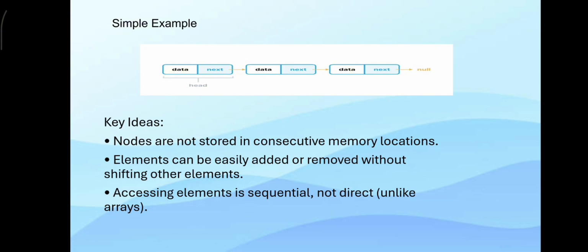This is how it works. The first node is accessed using the head. Each node points to the next node. Traversal starts from the head and ends at null.